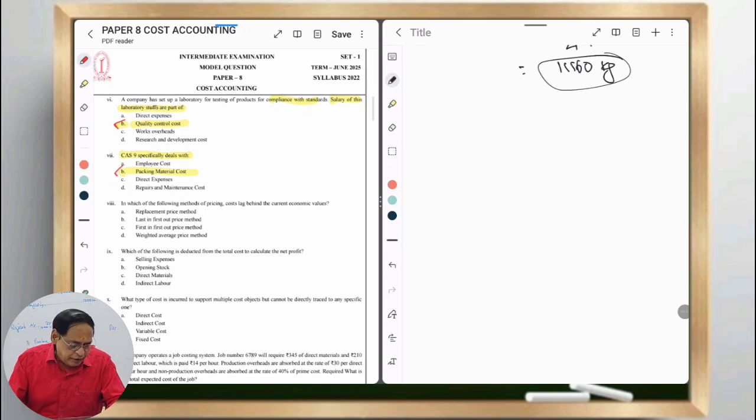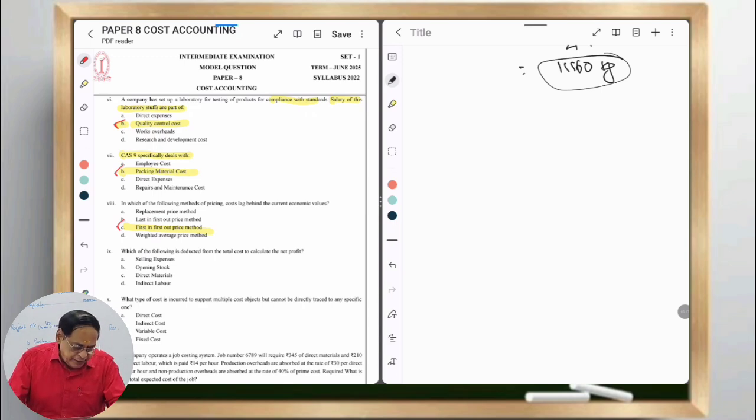In which of the following methods of pricing does cost lag behind the current economic values? Replacement method, last in first out method, and first in first out method. Under the FIFO method, the cost lags behind the current economic values. So that is the correct answer. Answer C is the correct answer. Please make note of it.